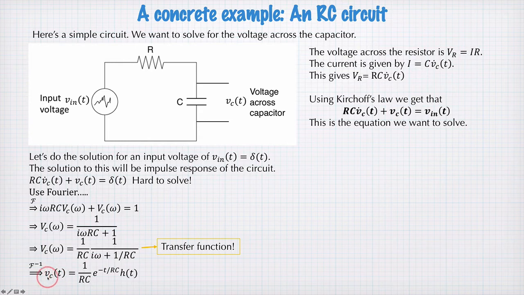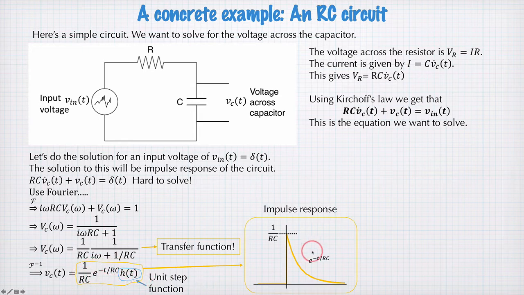And taking the inverse transform, we find that the output voltage across the capacitor can be represented like this, where this h of t is a unit step function. So that's something that is 0 for negative time and becomes 1 at time equal to 0, and then it's 1 for all times after that, and a decaying exponential. And this whole thing together is now the impulse response. It's the inverse Fourier transform of the transfer function. So it looks like this: 0, and then suddenly it jumps up and then decays down.